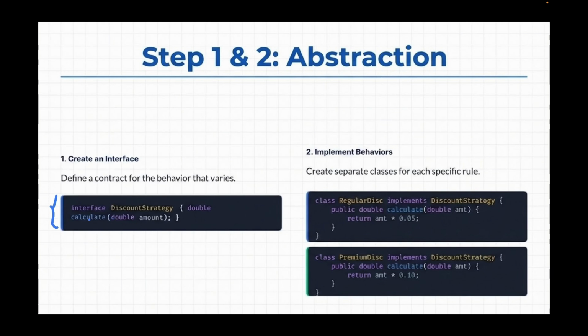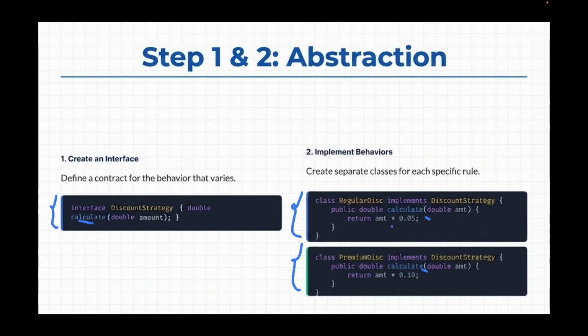This interface acts as a contract and has a method called calculate. Any class that implements this interface must implement the calculate method. Now we create different classes for different discount types. For example, we create a regular discount class and a premium discount class. Both of these classes implement the discount strategy interface, and each class contains its own discount calculation logic.